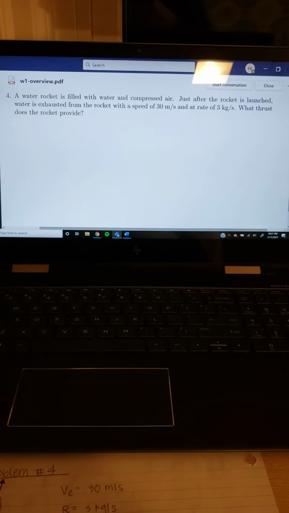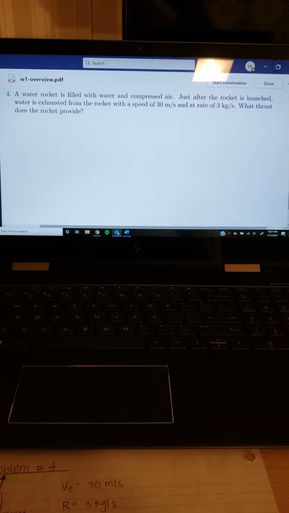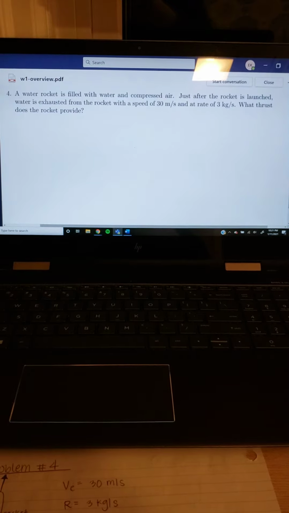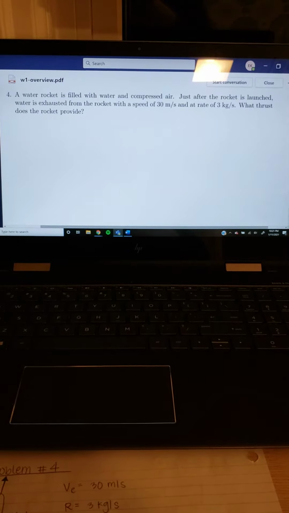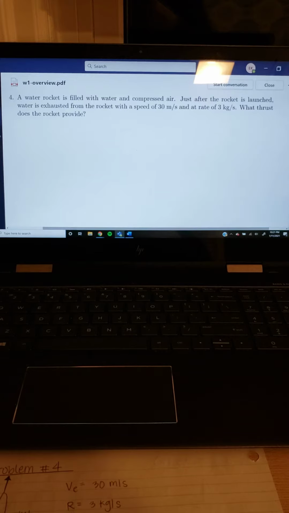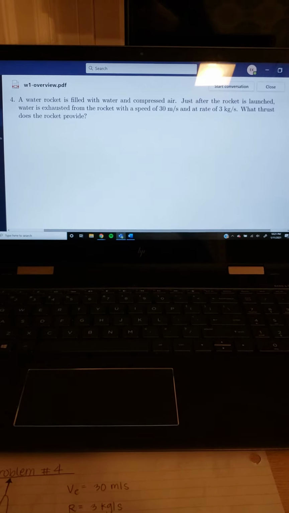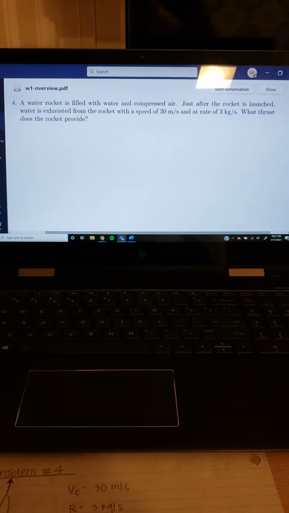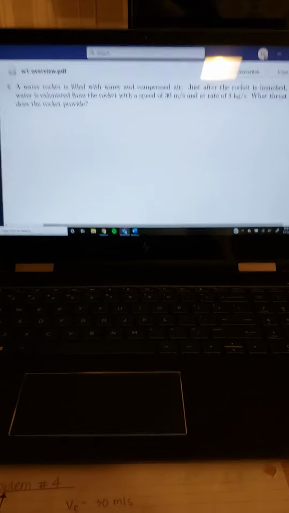Problem number 4 states, a water rocket is filled with water and compressed air. Just after the rocket is launched, water is exhausted from the rocket with a speed of 30 meters per second and at a rate of 3 kilograms per second. They want to know what thrust the rocket provides.